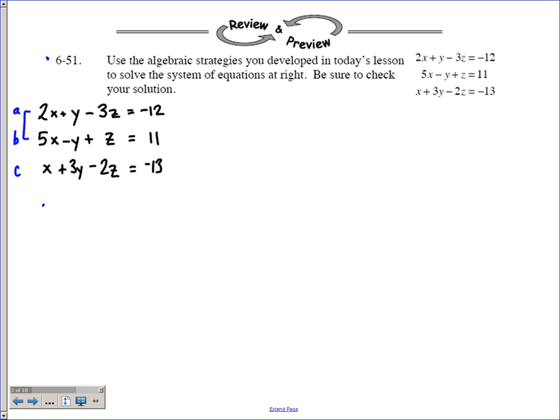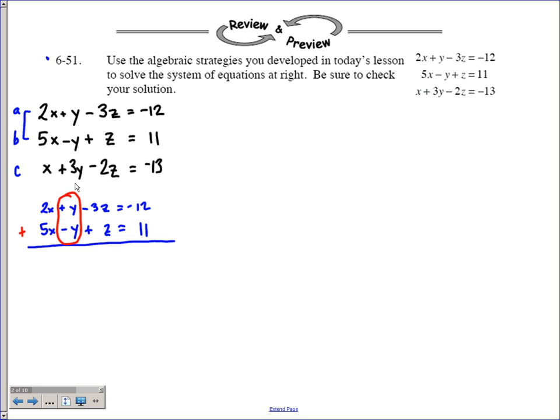I'm going to set up 2x plus y minus 3z equals negative 12, and I'm going to use the equation 5x minus y plus z equals 11. Now, because this one's already set up very well to use elimination, I'm going to go ahead and do it here. I've got my positive y and my negative y here, which is going to cause the elimination when I'm adding these together.